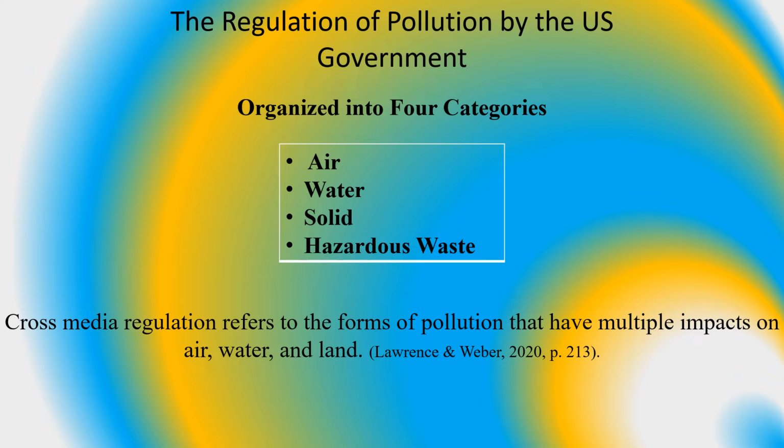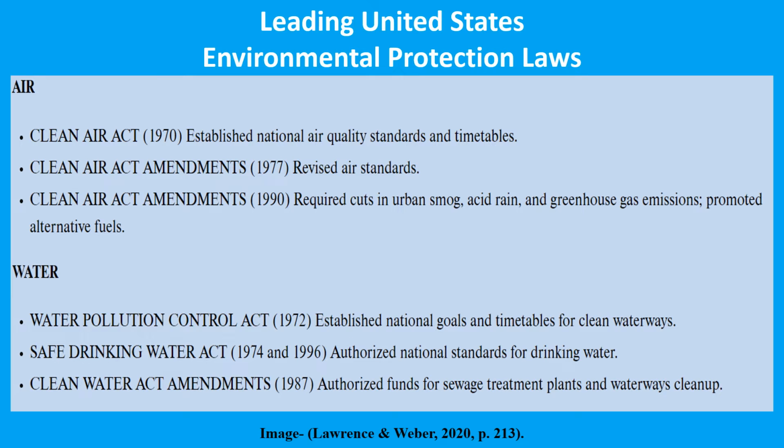The regulation of pollution by the United States government is organized into 4 categories. They are air, water, solid, and hazardous waste. Cross-media regulation refers to the forms of pollution that have multiple impacts on air, water, and land. Take a look at the leading United States environmental protection laws.